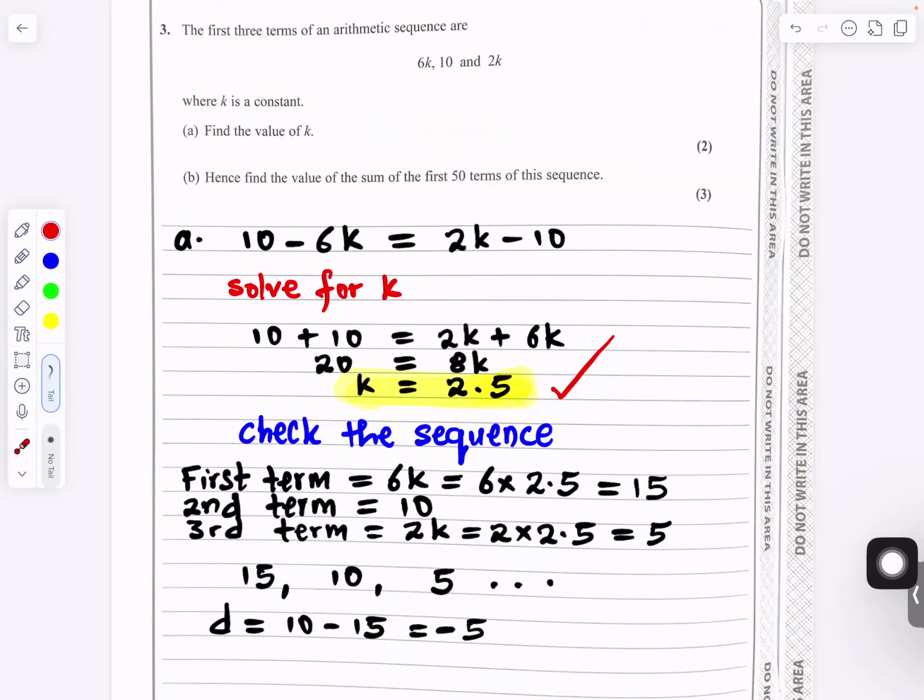And you can work out the sequence now. Substitute 2.5, 6 times 2.5 gives you 15 for the first term. The second one is 10. And the third one is 2 times 2.5, which gives you 5. So the sequence is 15, 10, 5. The difference is minus 5. It's going down.